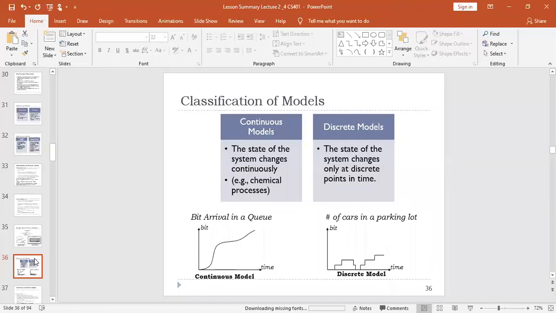Good. So you can see that a model can be continuous, it can be stochastic, and then it can be what?